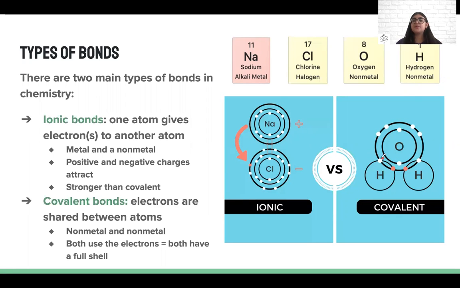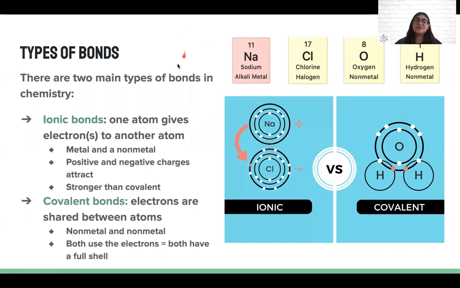So rather than charges like in ionic, in covalent it's more like, since we're sharing this electron, we have to stay close enough so our electron clouds overlap. You can see the overlap of oxygen's electron cloud and hydrogen's electron cloud. So again, if ionic is magnets, covalent is kind of like rope or tape or something like that. They both use the electrons, which is why they both have a full shell.